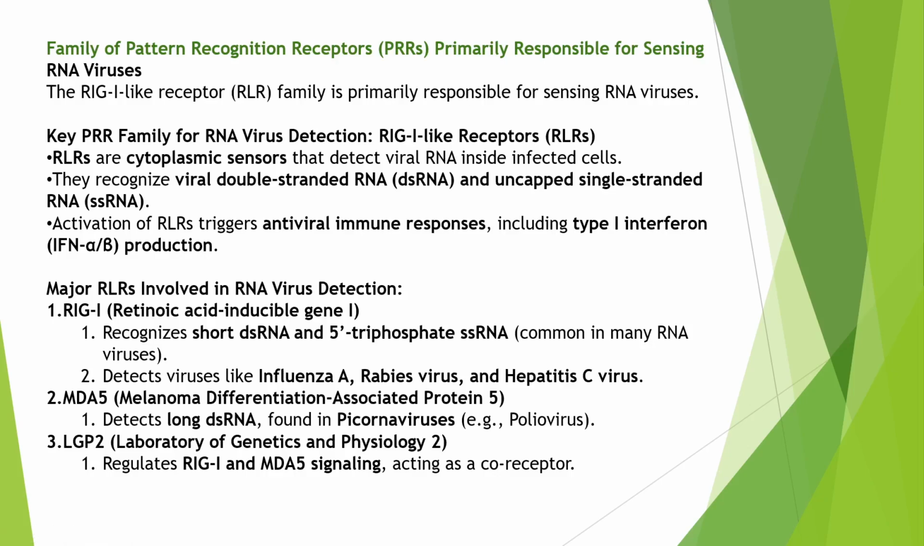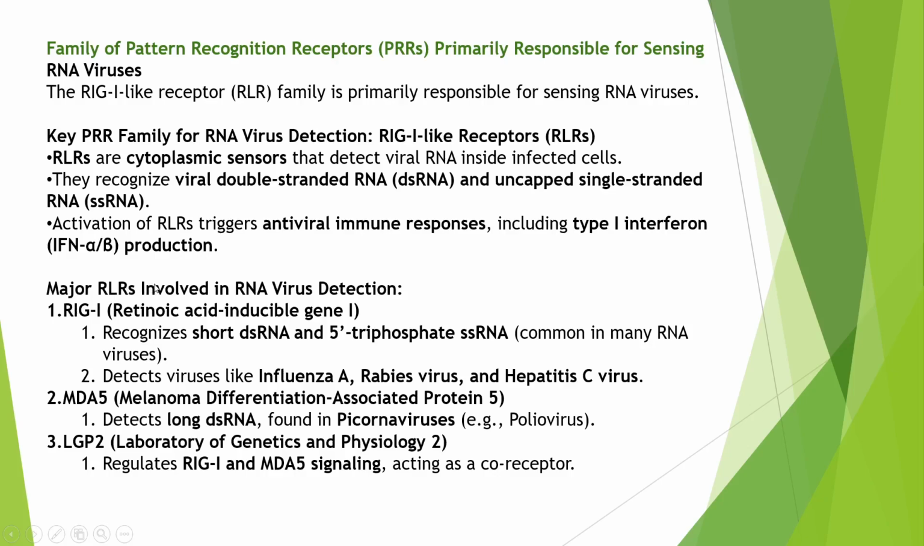The family of pattern recognition receptors primarily responsible for sensing RNA viruses is the RIG1-like receptor family. RIG1-like receptors are cytoplasmic sensors that detect viral RNA inside the infected cell. They recognize viral double-stranded RNA and also uncapped single-stranded RNA. Activation of RLRs triggers antiviral immune response, including type 1 interferon production.